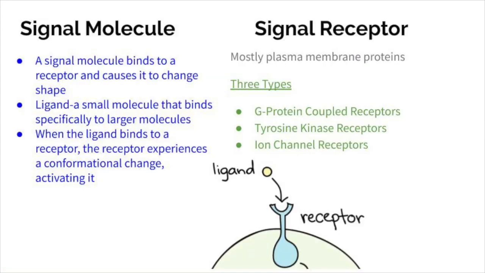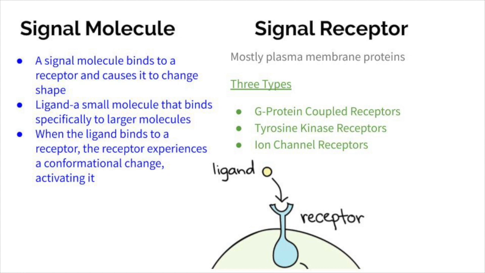A signal molecule is a molecule that binds to a receptor, causing it to change shape. These signal molecules are commonly known as ligands, which are small molecules that bind specifically to larger molecules. When the ligand binds to a receptor, the receptor experiences a conformational change, which activates the whole process of reception, transduction, and response. Signal receptors are mostly found embedded within the plasma membrane.